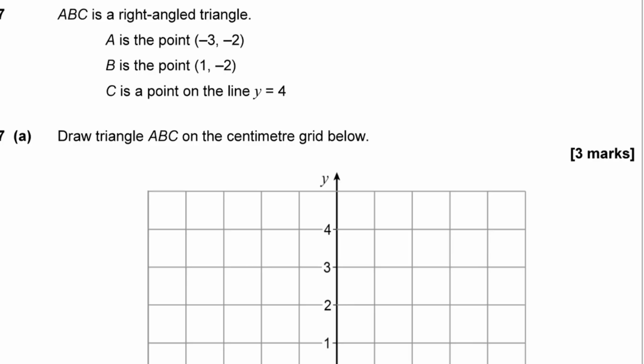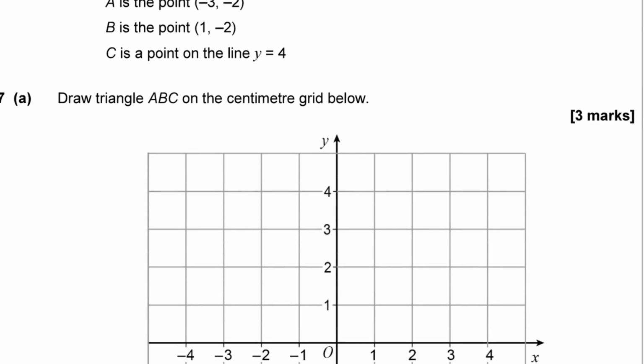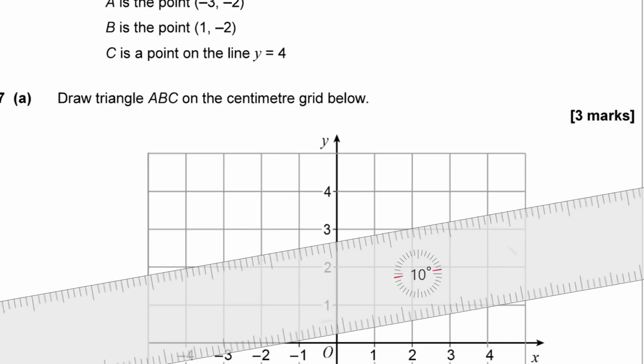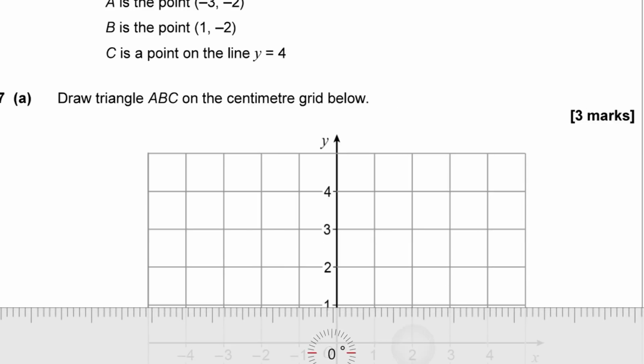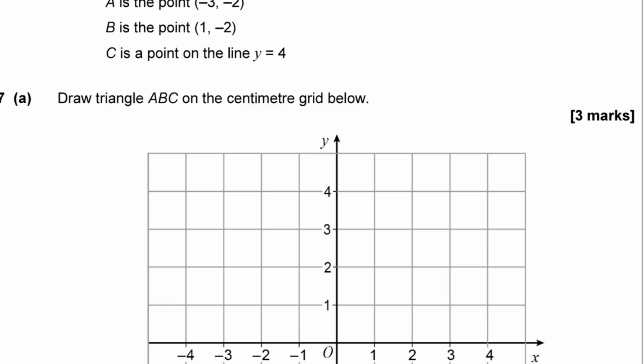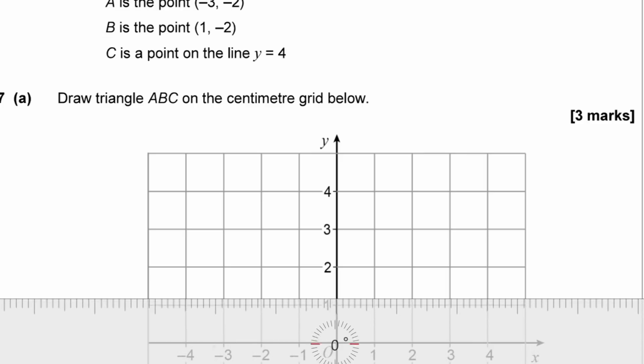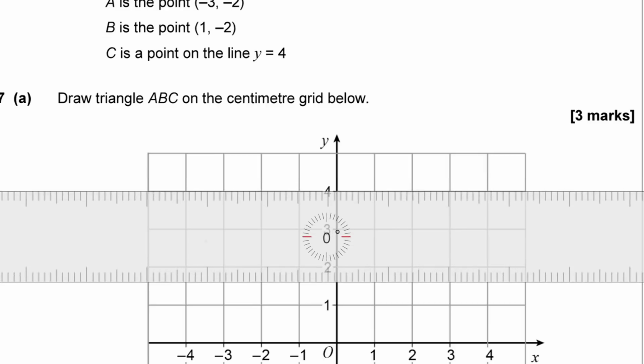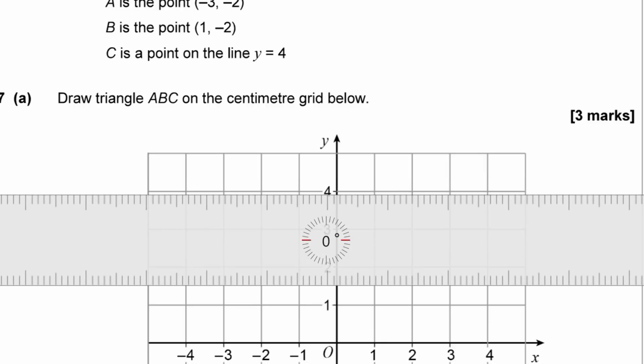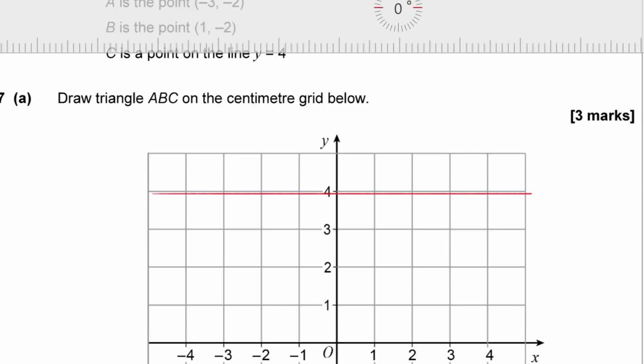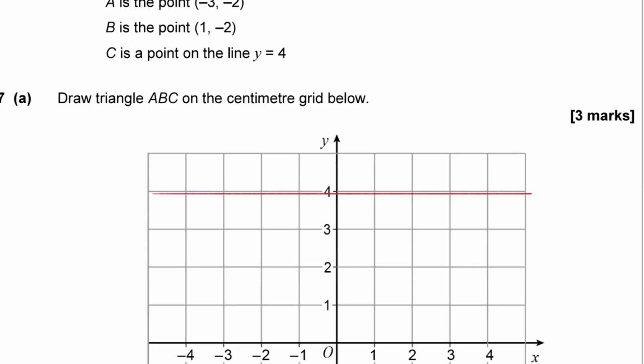And we know that C is a point on the line y equals 4. So y equals 4 is a line which is parallel to the x axis. So that is the line. y equals 0, y equals 1, y equals 2, y equals 3, y equals 4. So our point C is a point somewhere along this line. So let's just draw that in red for now. Somewhere along there. We're not quite sure where yet. So draw triangle ABC on the centimetre grid below.